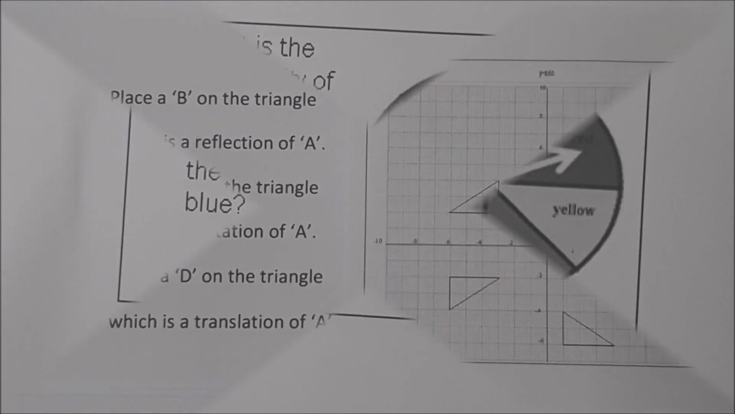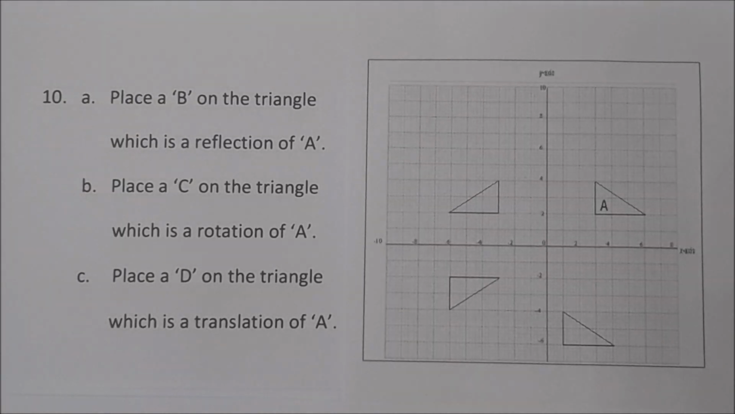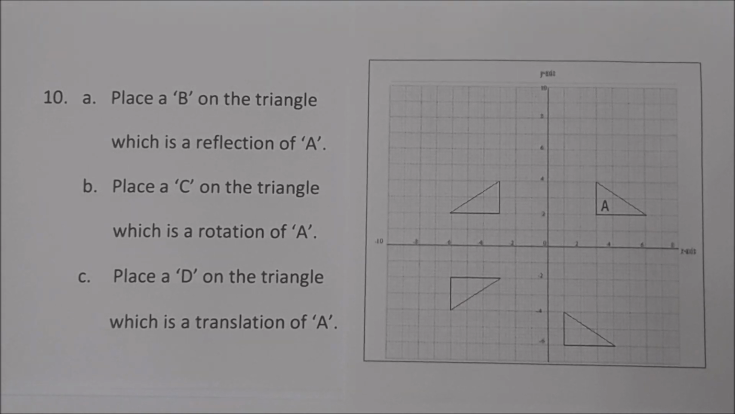Very good. Priyana, number 10, final question. Read it for us. 10A says, place a B on the triangle which is a reflection of A. 10B says, place a C on the triangle which is a rotation of A. 10C says, place a D on the triangle which is a translation of A. Very good. Let's give those at home a chance. I'll just enlarge the diagram for them.